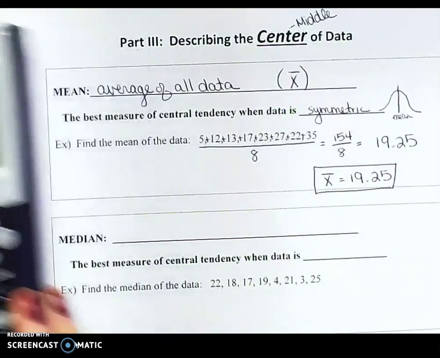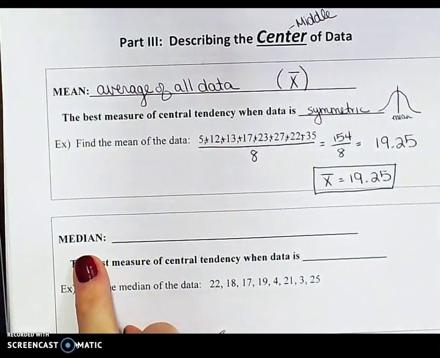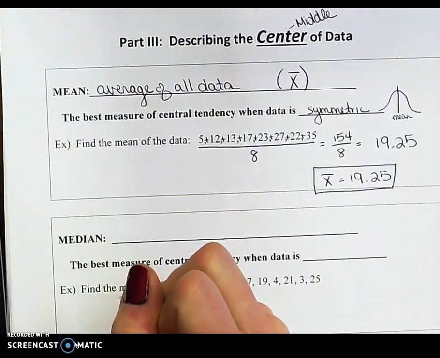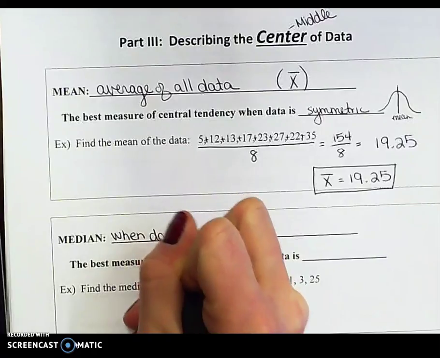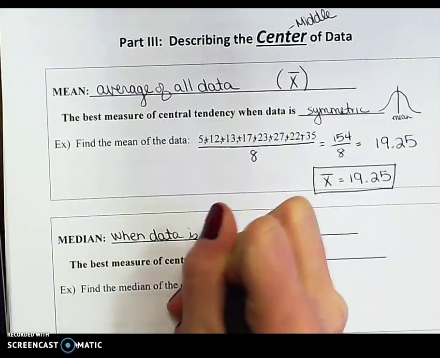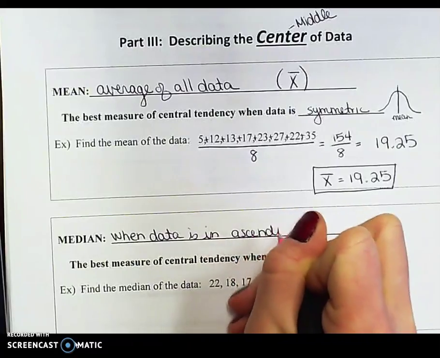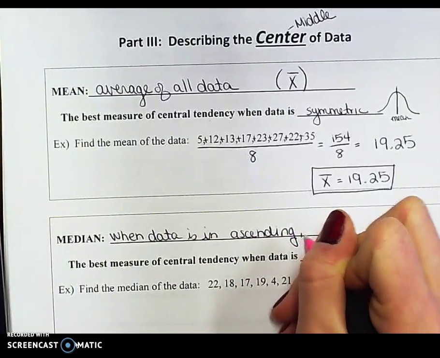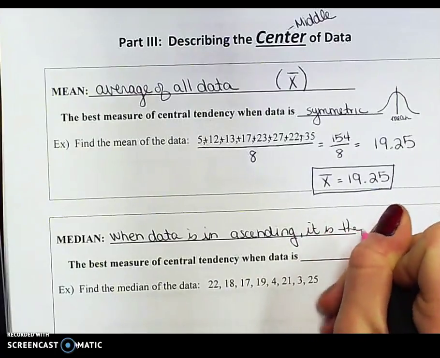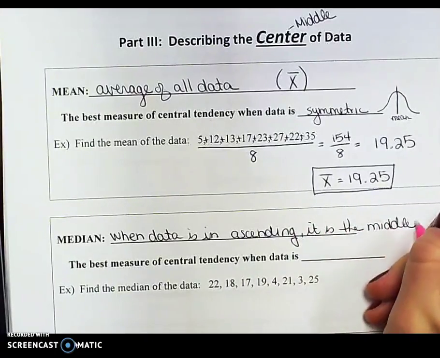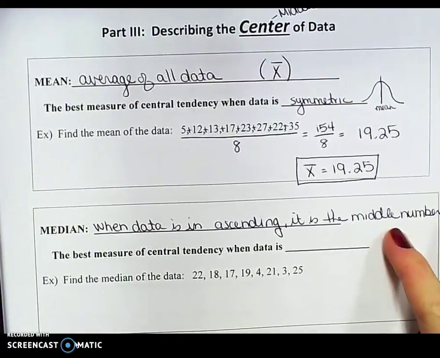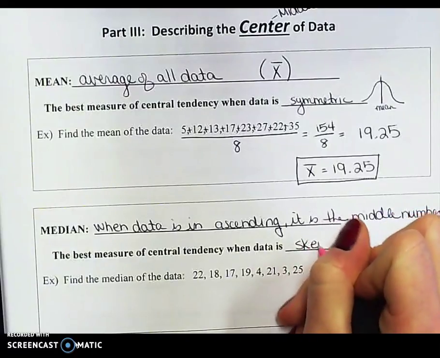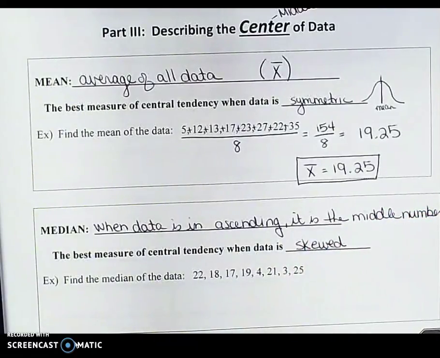The second way that we can calculate our center is through the median. All right, and the median is the middle number when the data is in ascending order. So when data is in ascending order, so that's from smallest to greatest, it is the middle number. Okay. We're going to use the median as our best measure of central tendency when the data is skewed. This is going to be the best way to describe the center.